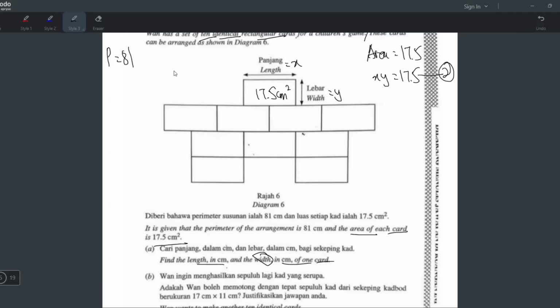Okay, perimeter is 81, so perimeter is the outside added together, right? So let's count how many x. I'll use a highlighter to help me. So you can see there's 1x, 2x, 3x, 4x, 5x, okay, 6x. This one doesn't count because this one is not perimeter. You only take the outside ones. So 1, 2, 3, 4, 5, 6.